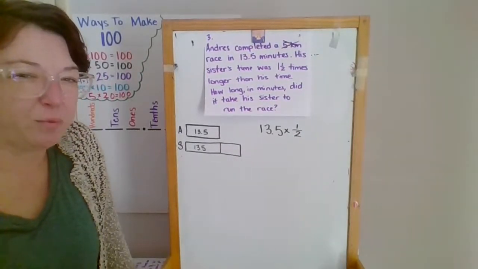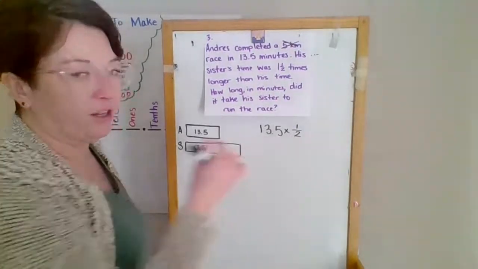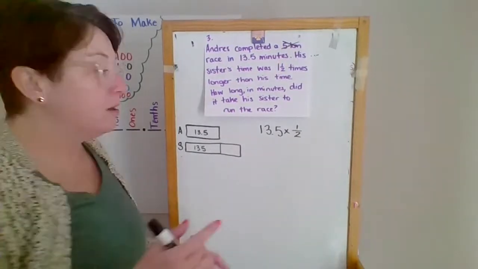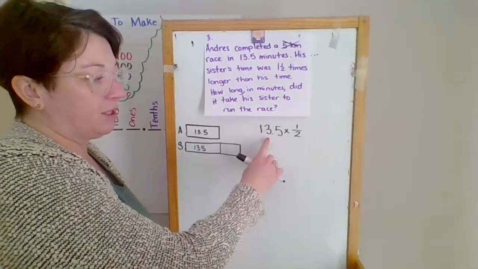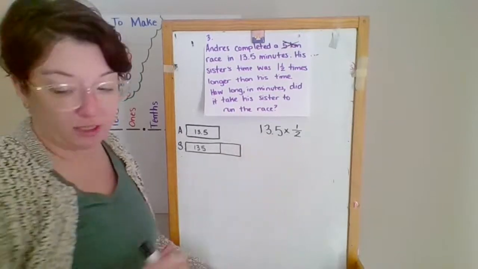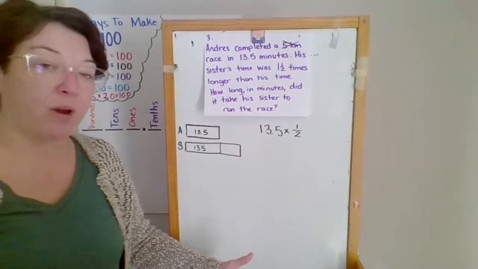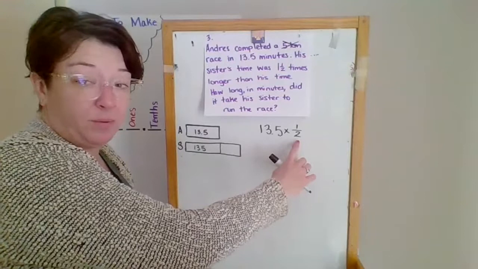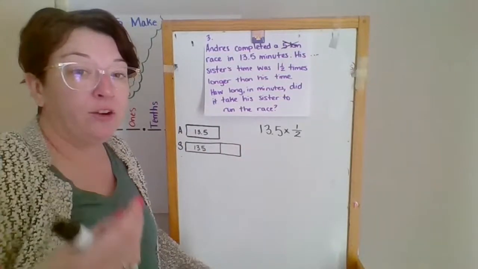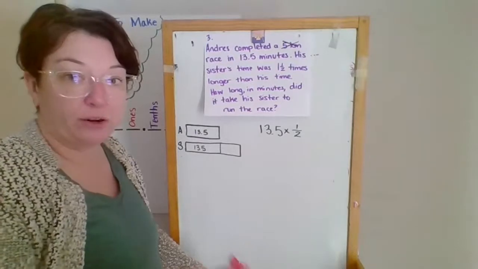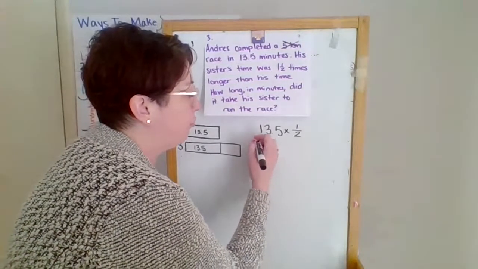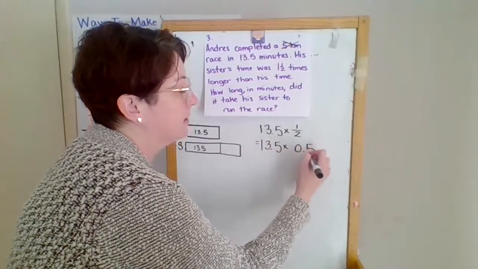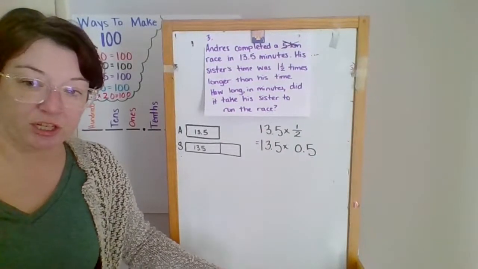That looks really strange because I have a decimal here and then I have a fraction over here. And we want to use the same format. So I'm either going to change this to a fraction or I'm going to change this to a decimal. You can do it however you want. I am going to change 1/2 into a decimal because that's one that's in my head. I know that 1/2 is equal to 0.5, 5/10. So I'm going to rewrite that as a decimal multiplication expression.